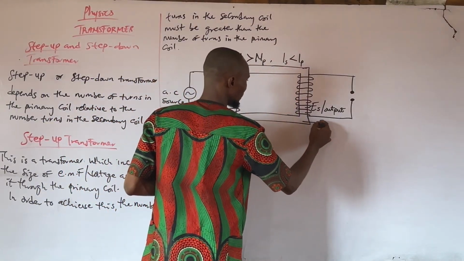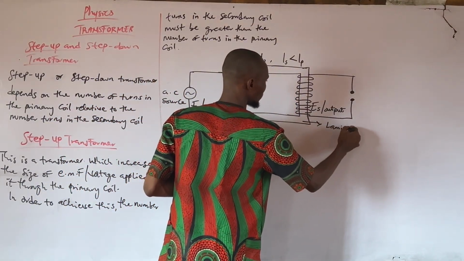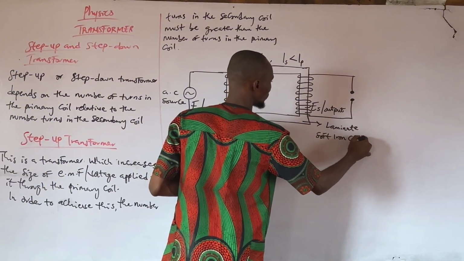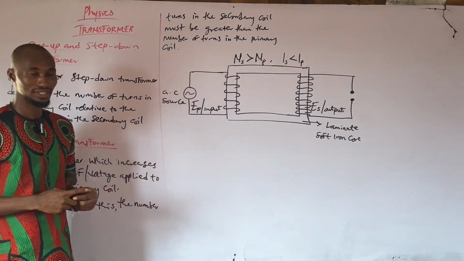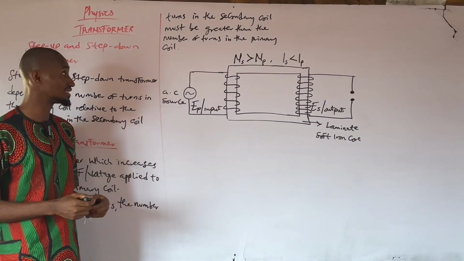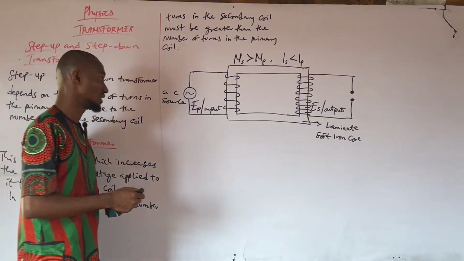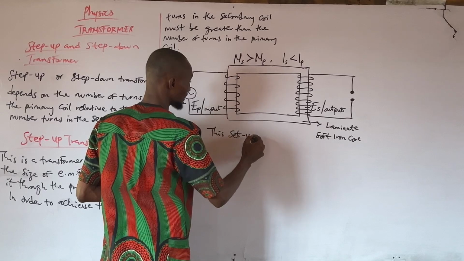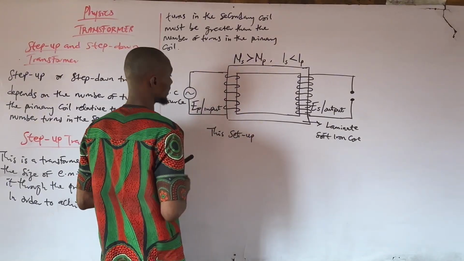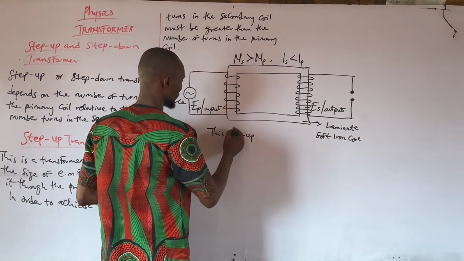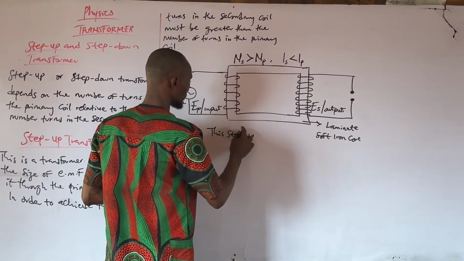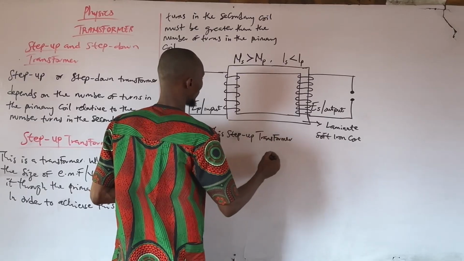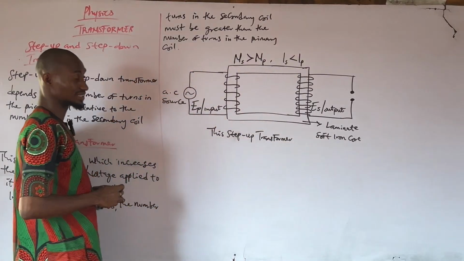So here now is the laminated soft iron core. This is a typical transformer. This is called a step-up transformer. We made a step upward, step-up transformer. Do you understand now?